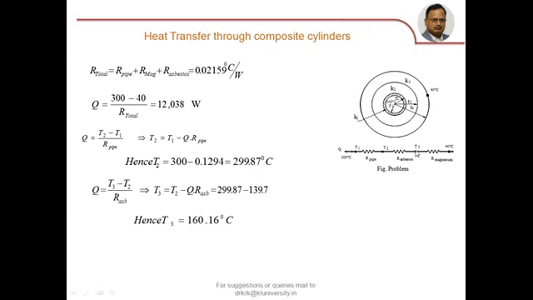You can also do like this. Q is also equal to T3 minus 40 by R magnesium. You can determine T3. Q is also equal to T2 minus 40 by, between T2 and 40 how many resistances are there? Two. Therefore, T2 minus 40 by R asbestos plus R magnesium. So that is the advantage of having the electrical analogy. Once you are able to draw this electrical circuit, you can determine the temperatures at any point and you can play with it.